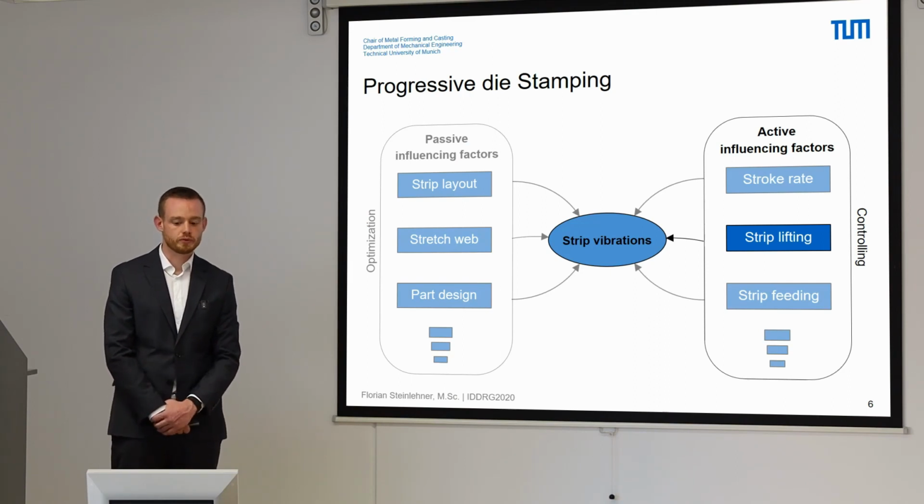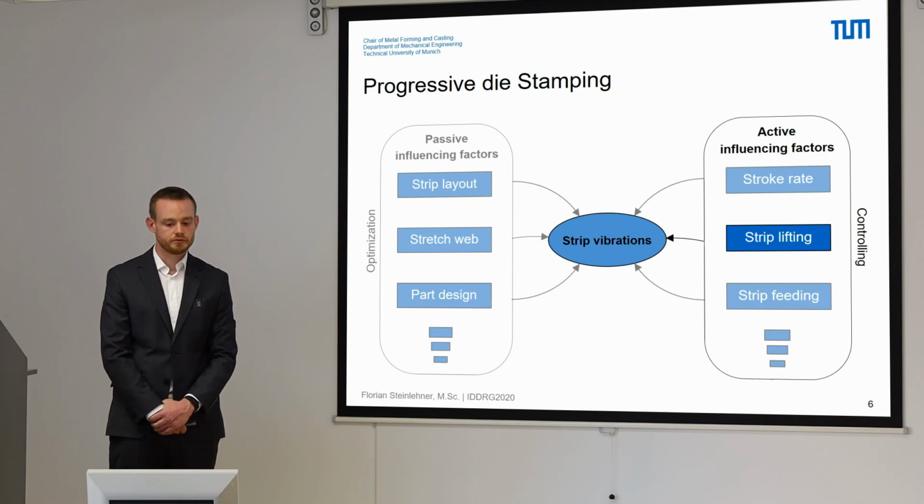In this work, we are focusing on controlling the strip lifter's position to reduce the strip vibrations on several reference points on the strip with the help of a simplified finite element model of a progressive die tool.